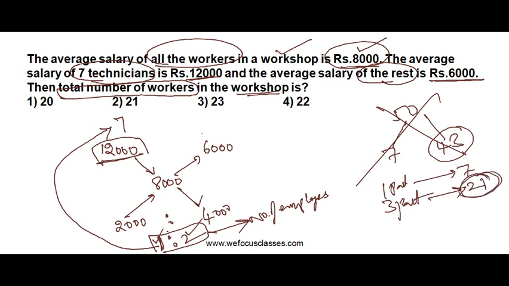If the problem is about how many employees are getting 6,000 as the average, then it must be 2 parts, and 2 parts must be equal to 14. But the problem is about the total number of employees, so we are getting the answer as 21.